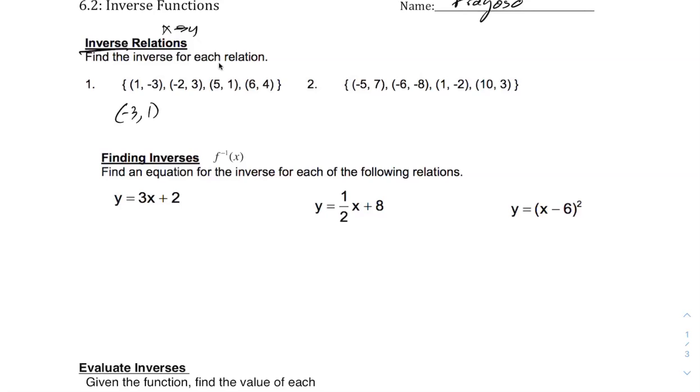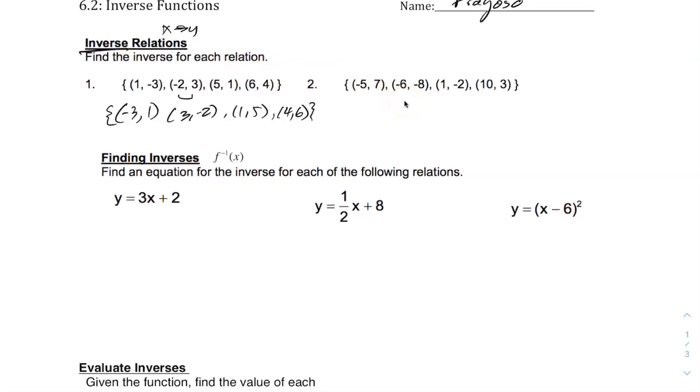3, negative 3, 1. Remember, switch them, transpose them. Don't change the value like I did there for no reason. So you keep the signs the same. You literally just flip flop them. 1, 5, and then 4, 6. There you go. Inverse relation.